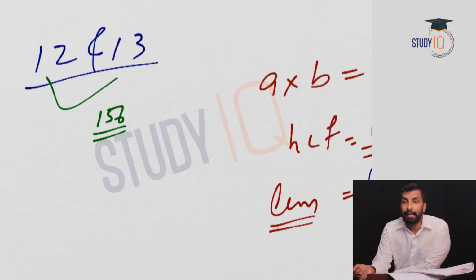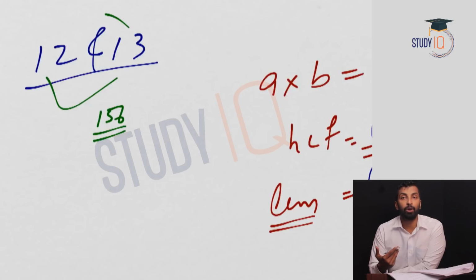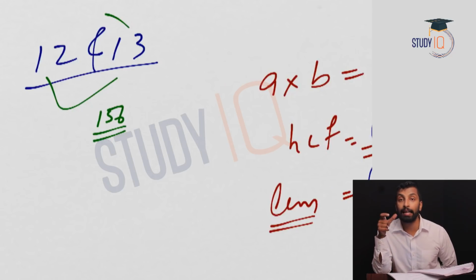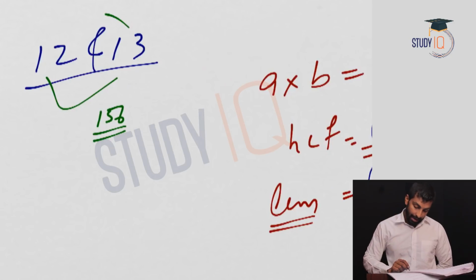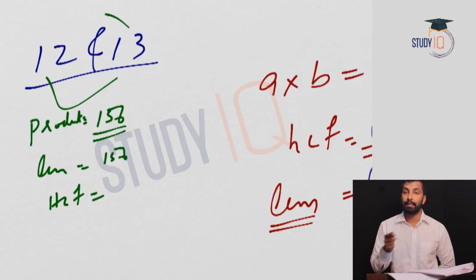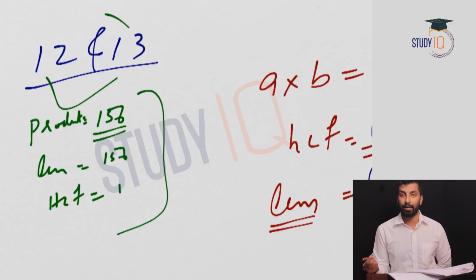Now, what is the LCM? LCM is basically 12 into 13 because among them there is no common factor. I hope you know this concept that we have already discussed, coprimes. Two consecutive numbers are coprimes because they don't have any common factors. Relatively prime numbers, except 1, there is no common factor. So here the product is 156, LCM obviously 156, HCF you just take the difference, so that is 1. So here also HCF is 1, so I can't make a difficult question here.